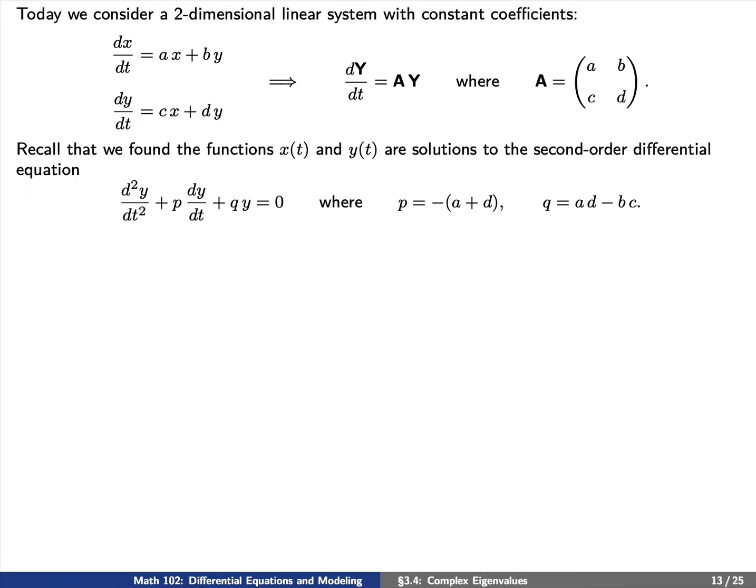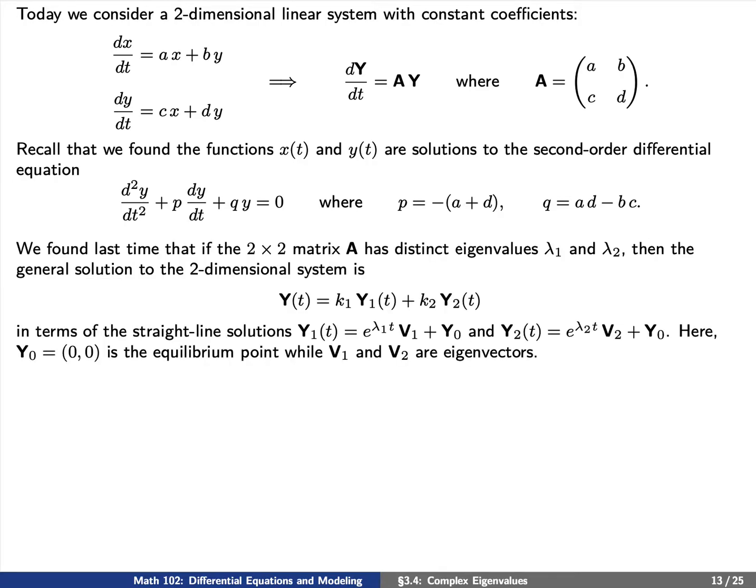Here, we can express the coefficients p and q in terms of the coefficients of our 2 by 2 matrix A. We found last time that if the 2 by 2 matrix A has distinct eigenvalues, then the general solution to our two-dimensional system can be expressed in terms of straight line solutions.